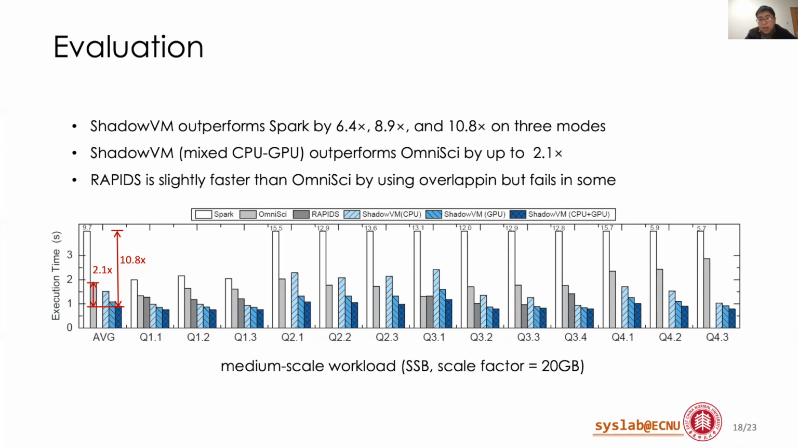ShadowVM outperforms GPU-centric OmniSci by up to 2.1 times by using both CPU and GPUs, while OmniSci wastes the resources of the CPU and does not reduce the pressure on the PCIe bus. Rapids is slightly faster than OmniSci by using overlapping transfer, but fails in some queries. We observe that the cost of GPU context initialization is high in Rapids as it does not leverage the decoupled data plane.